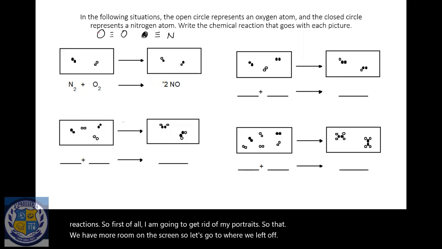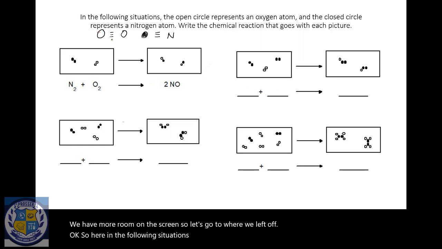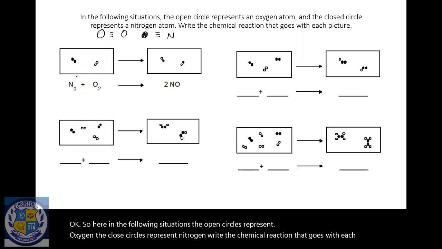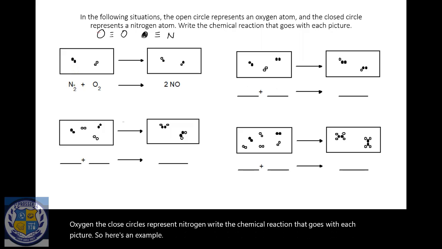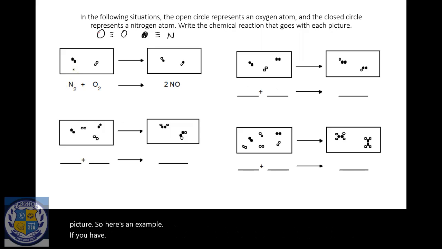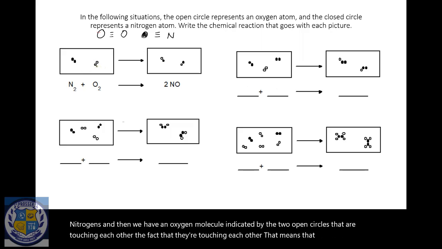Okay, so in the following situations, the open circles represent oxygen, the closed circles represent nitrogen. Write the chemical reaction that goes with each picture. So here's an example. If you have a nitrogen molecule, notice that we don't say dinitrogen, we say just nitrogen because we know that it's two nitrogens. And then we have an oxygen molecule indicated by the two open circles that are touching each other. The fact that they're touching each other means that they're chemically bonded.